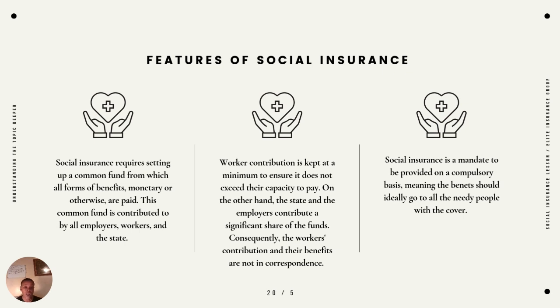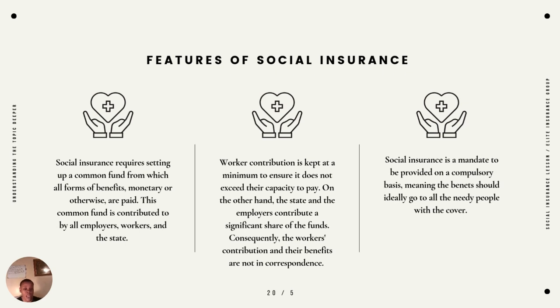The features of social insurance does require setting up a common fund from which all forms of benefits, whether it be monetary or otherwise, are paid. This common fund is contributed by all employers, workers, as well as the state. So we do pay into these social insurance programs through payroll taxes, those of us that are employees, and things of that nature.